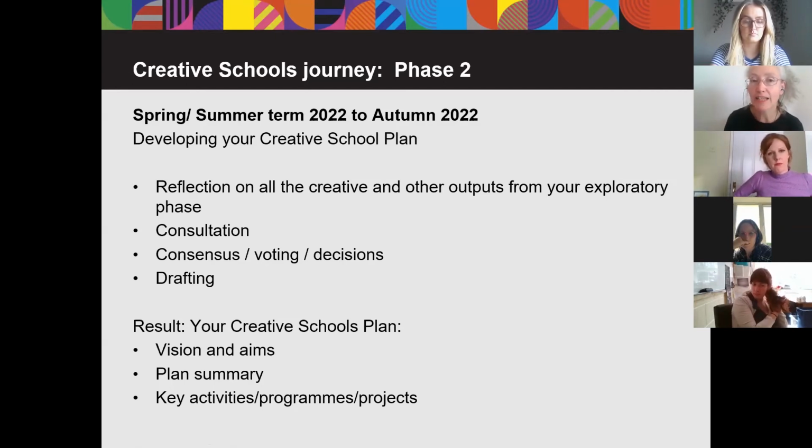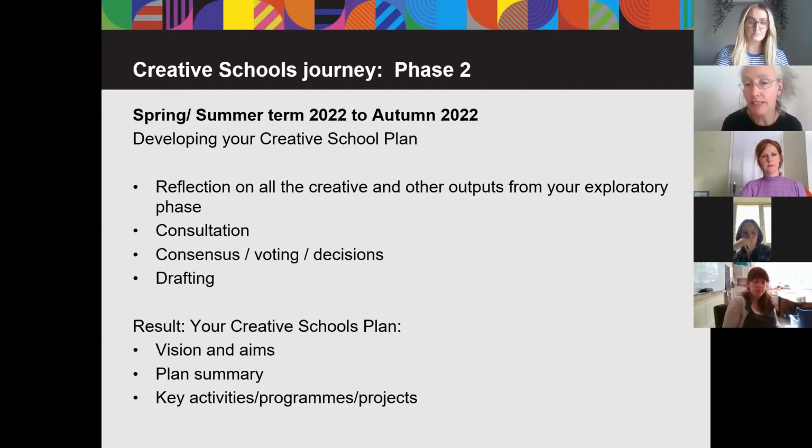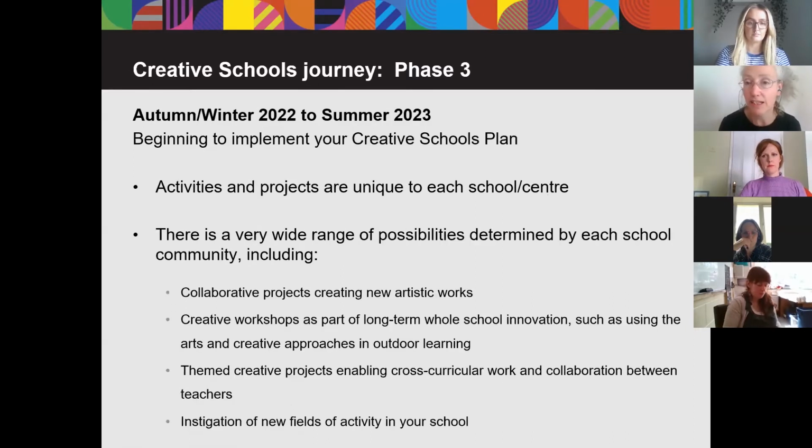And at the end of phase two, your school will have a unique creativity policy. So that'll be your creative schools plan, and you'll have a vision and aims unique to your school. You'll have a plan summary, and in your plan you'll also have a description of the key activities and projects that your school has decided to carry out in the initial stages, in the inaugural projects of your plan.